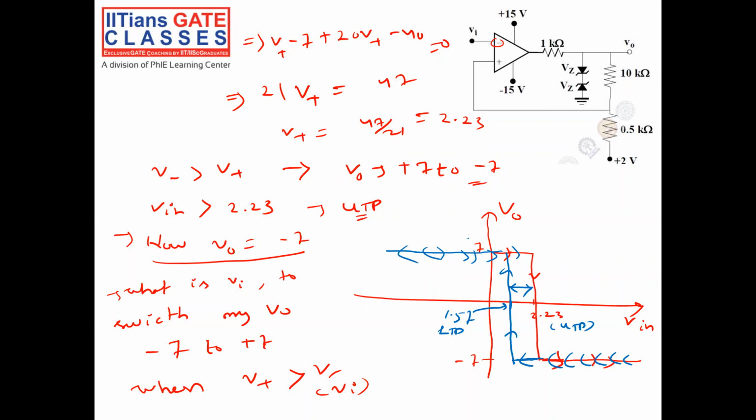Once my output is at +7, if my B input is greater than 2.23, it will switch from +7 to -7, and it will stay at -7 if you increase the input voltage. Now, if you go on decreasing my input voltage, once it is less than 1.57, it will switch from -7 to +7, and it will stay at +7. Right? This is the hysteresis. Again, to change from +7 to -7, my input has to be greater than 2.23. Okay, this is the hysteresis loop.